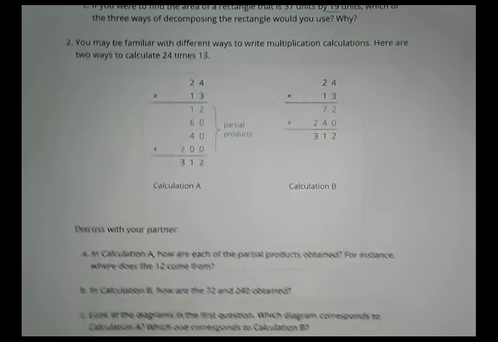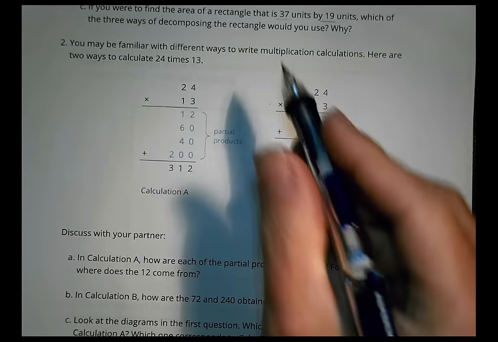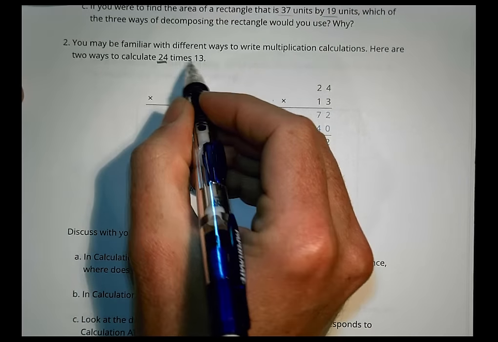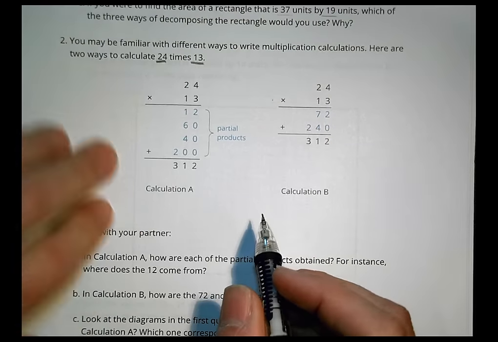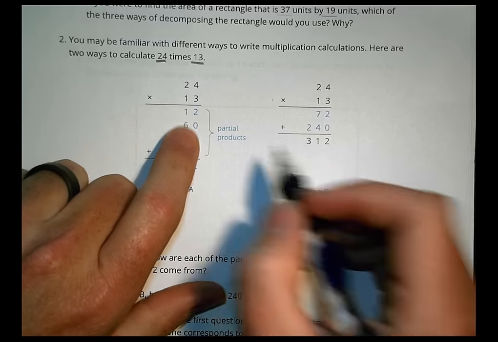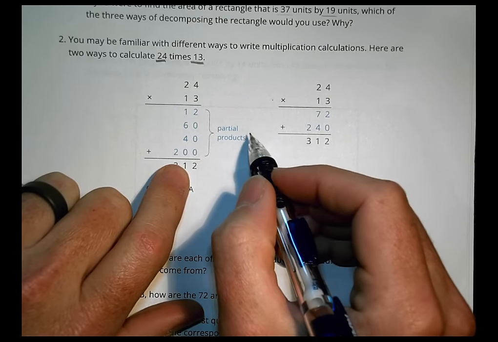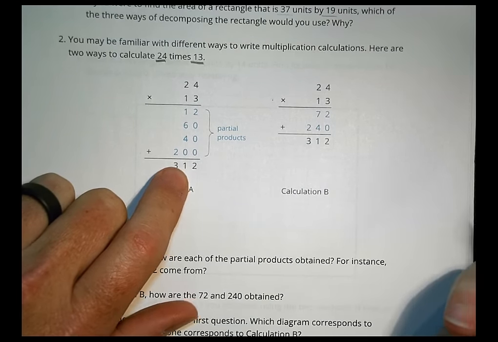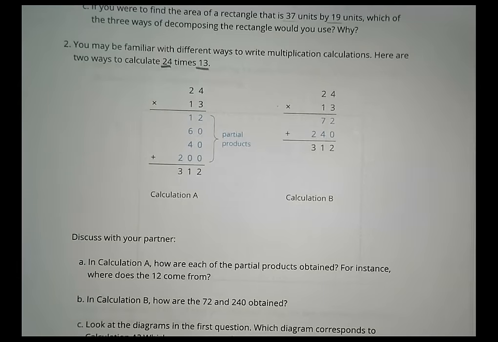Okay. You may be familiar, number 2, with different ways to write multiplication calculations. Here are 2 ways to calculate 24 times 13. And so 24 times 13, this is what we call partial products, all right? So we're going to do long division in our next lesson. I think it's the next lesson. Look real quick. No, more products in the next one still.